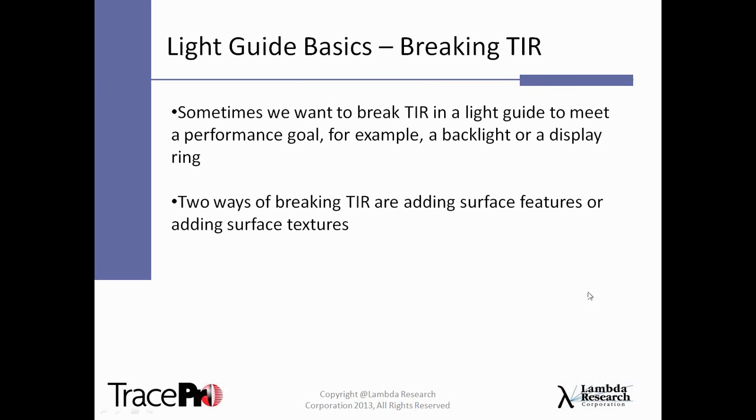Sometimes we want to break TIR. We want to get light to actually get out of the light guide on, say, a specific surface. An example of this might be a backlight or some type of a display ring, say a highlight ring around a switch or a button. There's numerous ways to break TIR, but two of the ones we'll talk about here are adding a surface feature or adding some type of a surface texture.